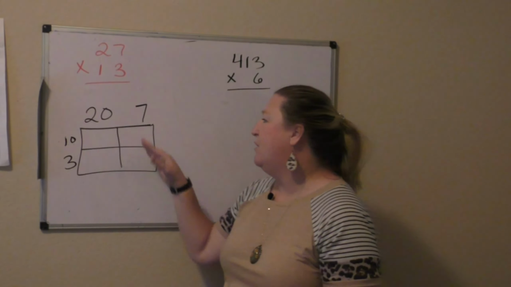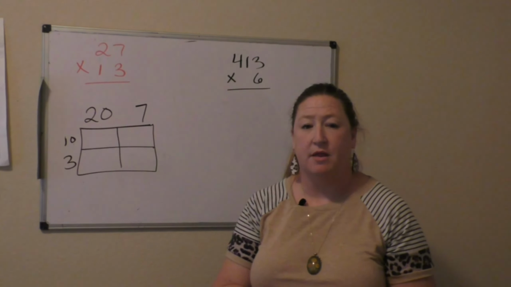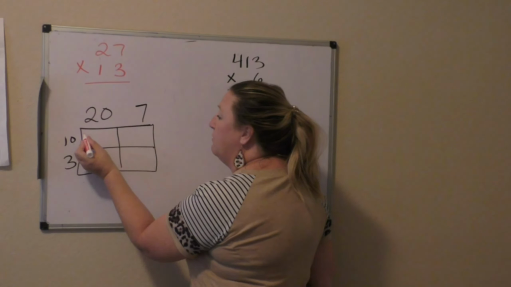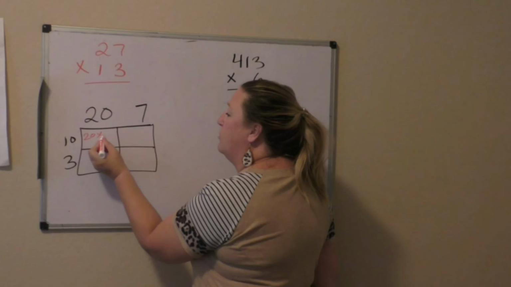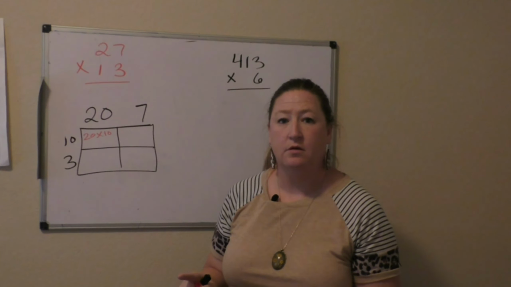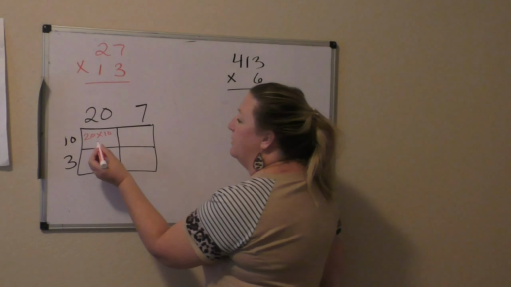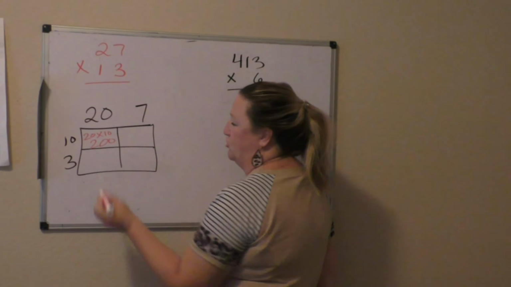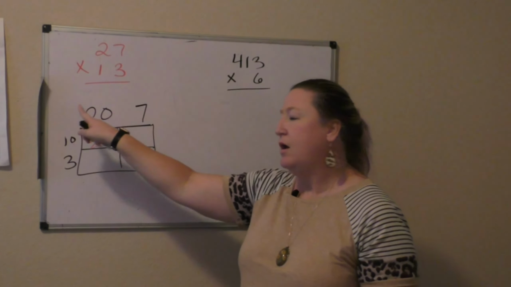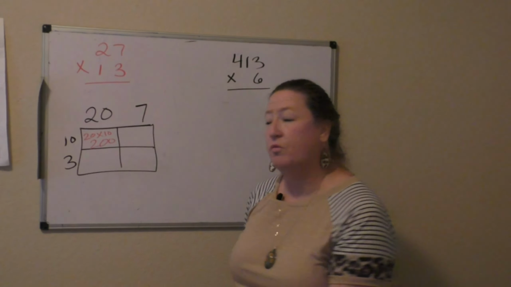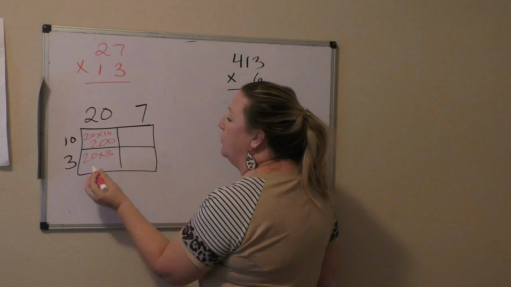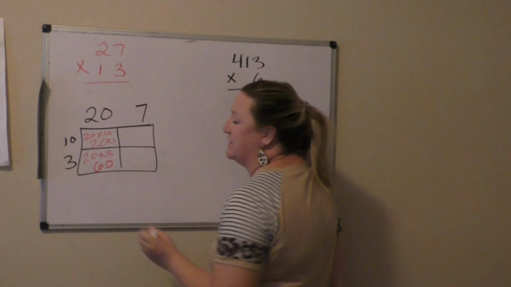Now, in order to get what's inside the boxes, I have to multiply. The first box, you're going to take 20 and you're going to multiply that by 10. My 20 by my 10. 20 times 10 is 200. My next box, I take my 20 and I'm going to multiply it by my 3. So 20 times 3, which is going to give me 60.